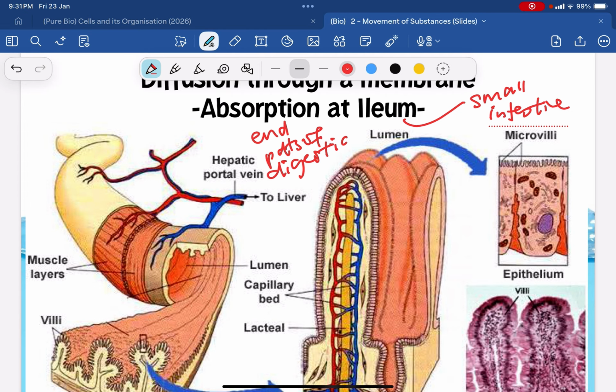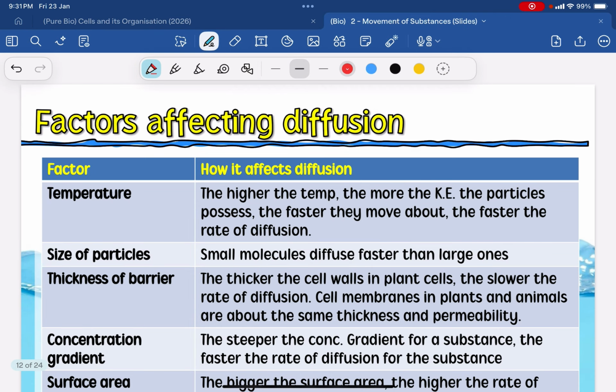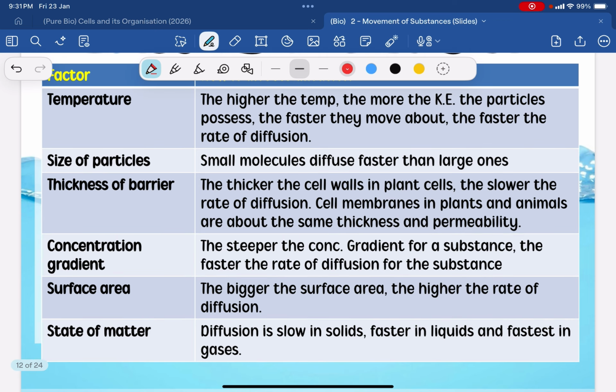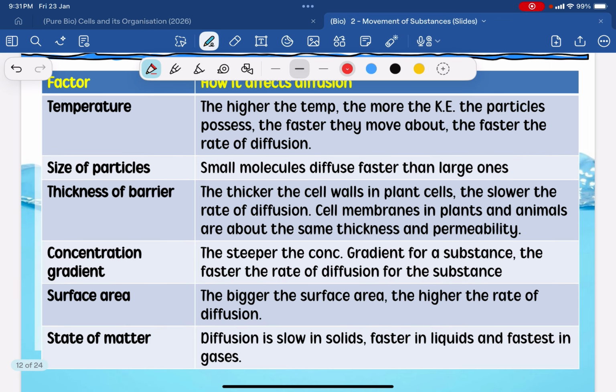It may seem fast that I'm talking about diffusion, but actually it's very straightforward. Diffusion, a few factors affecting it will probably be the first one, the temperature. The higher the temperature, the more kinetic energy the particles have, that means the ability to move. The faster they move, the faster the rate of diffusion. Smaller particles or smaller molecules tend to diffuse much faster, of course.